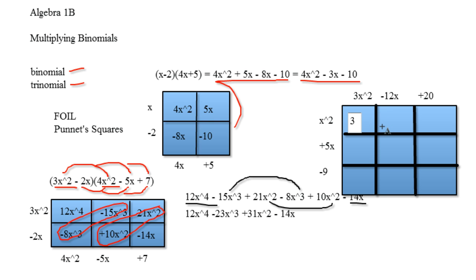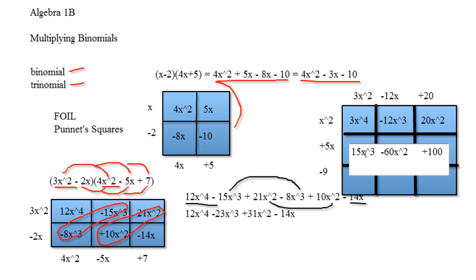So this would be, what, 3x to the fourth, negative 12x to the third, 20x squared would be that first row. Oops, need the 2. Okay, and then this would be 15x to the third, negative 60x squared, and then plus 100. Okay, so that would be some cool stuff right there.